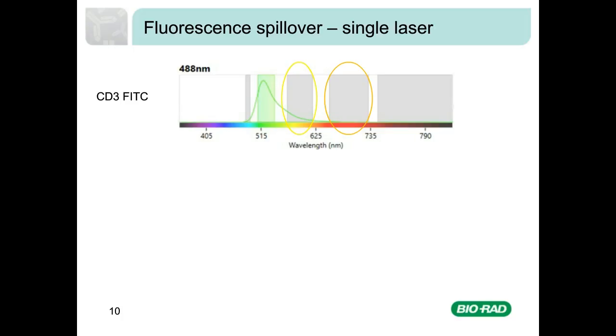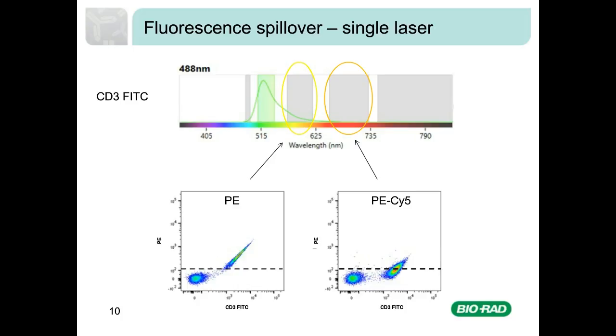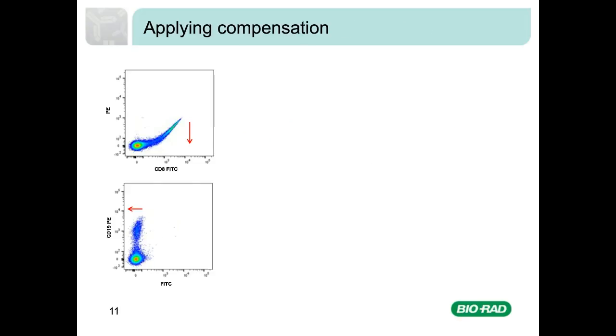Well, the dot plots here show the fluorescence detected in the PE channel as predicted in the previous slide, and the fluorescence in the PE Cy5 channel, even though the sample has only been stained with FITC. As I mentioned, the method to remove this unwanted fluorescence spillover is to apply compensation. Compensation is simply a mathematical algorithm that allows you to separate and remove this unwanted fluorescence.